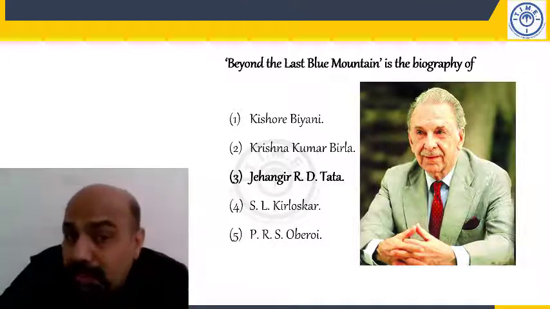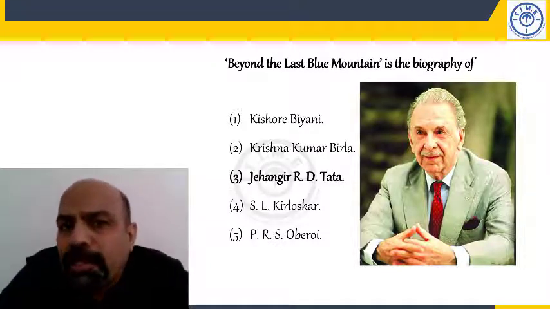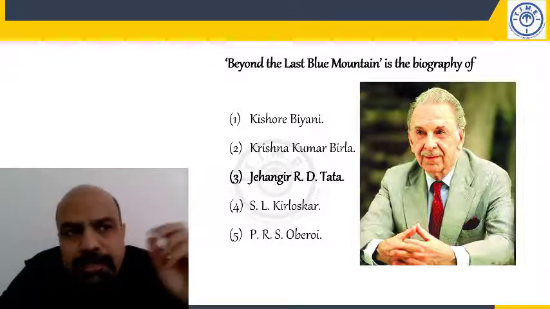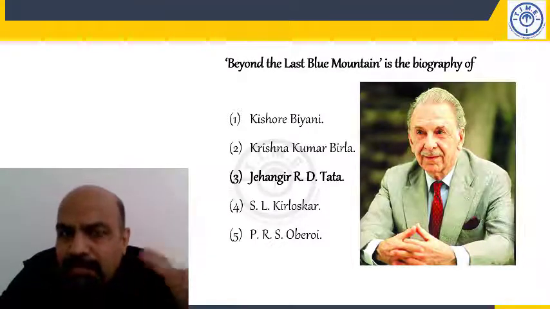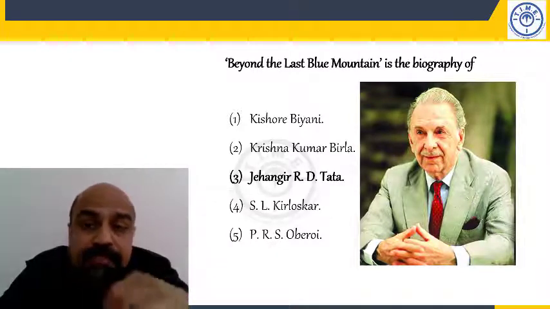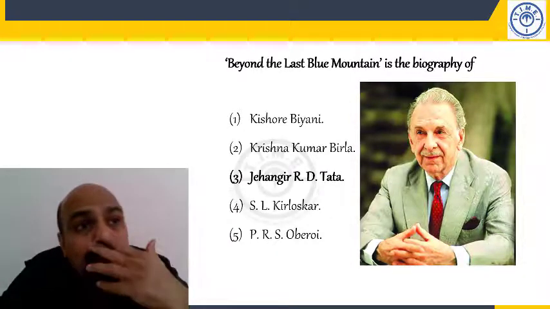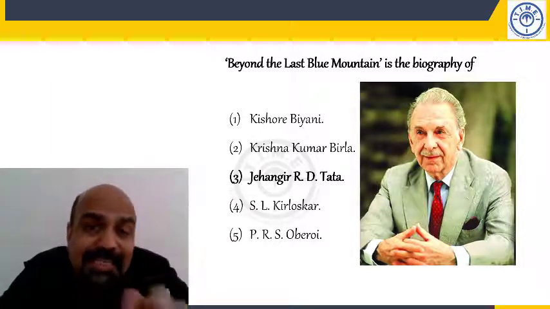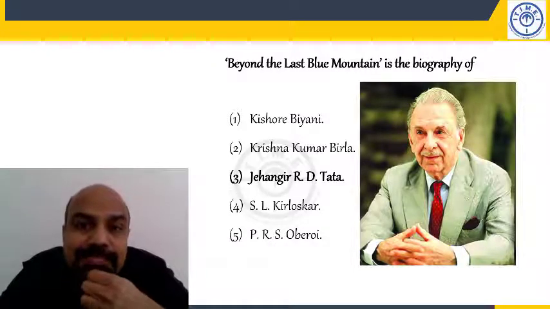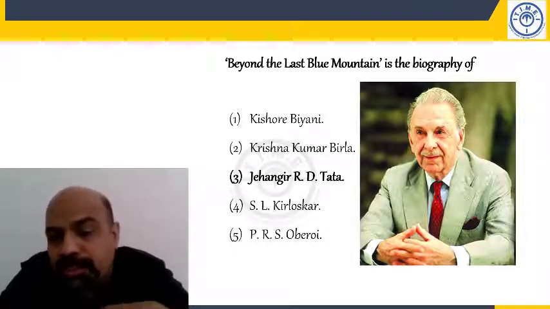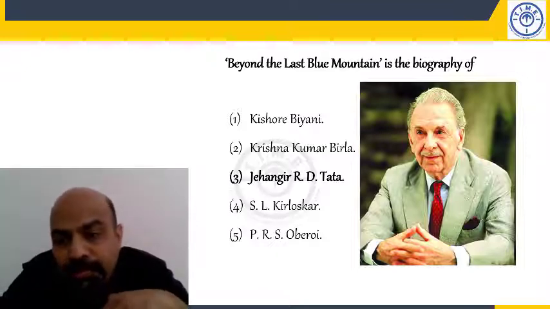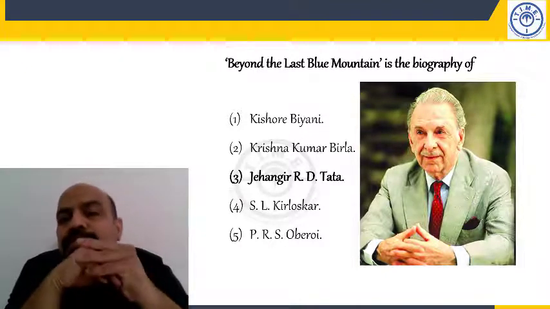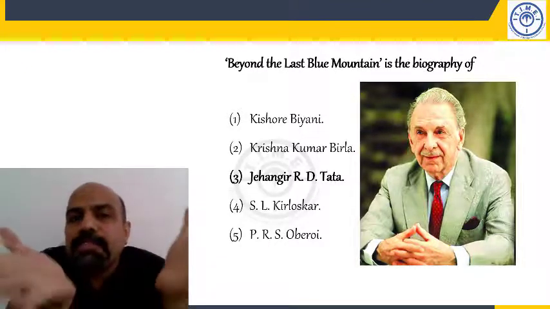S.L. Kirloskar was once, he is no more, chairman of Kirloskar Group, which owns a lot of engineering companies like irrigation pump sets, agriculture, power generator sets and everything. Then you have his biography, called Cactus and Roses. बहुत अच्छा नाम है. Cactus, CACTUS, and Roses, ROSES. Cactus is a desert plant.